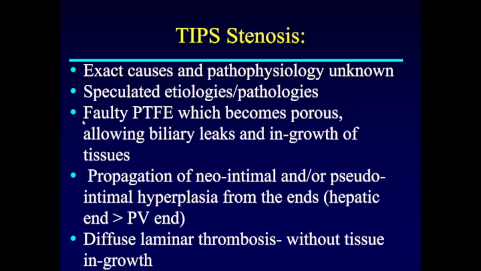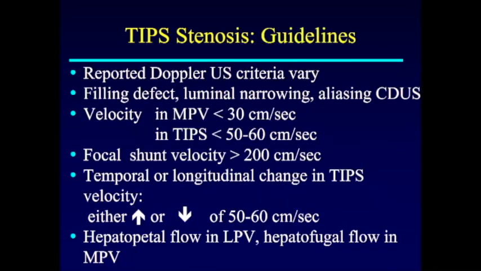People have said there is some faulty development of that PTFE. It becomes porous and allows bile leaks and ingrowth of tissue. There could be propagation of neointimal or pseudointimal hyperplasia, usually from the ends, particularly from the hepatic venous end more than the portal venous end, into the shunt. And then sometimes you just have diffuse laminar thrombosis without tissue ingrowth.